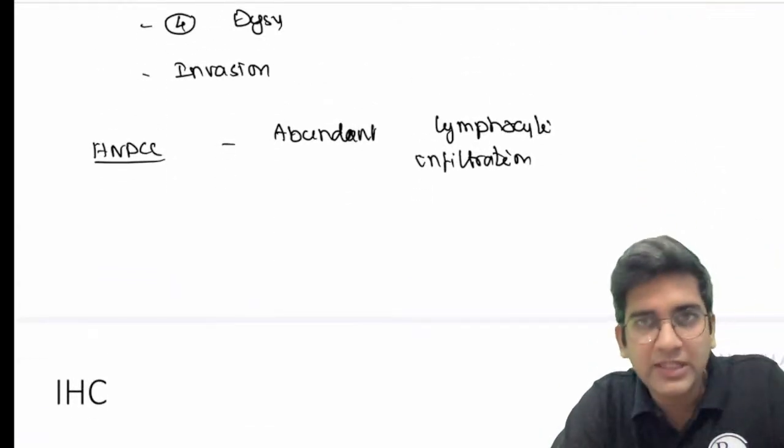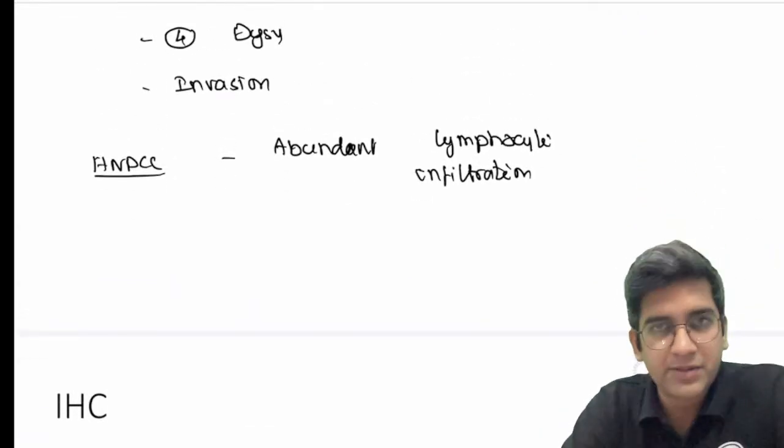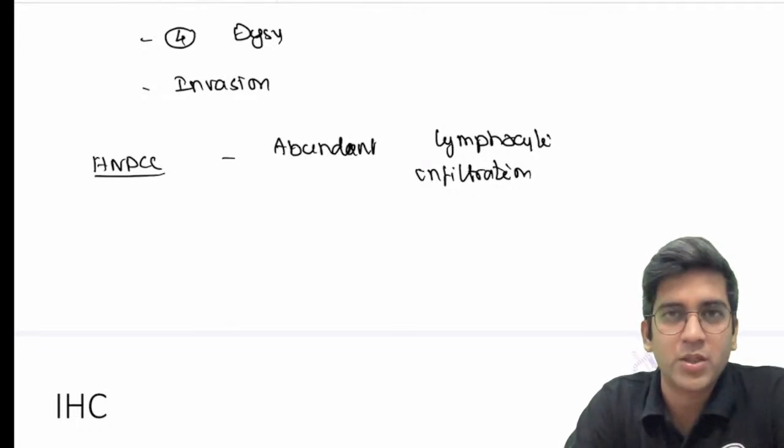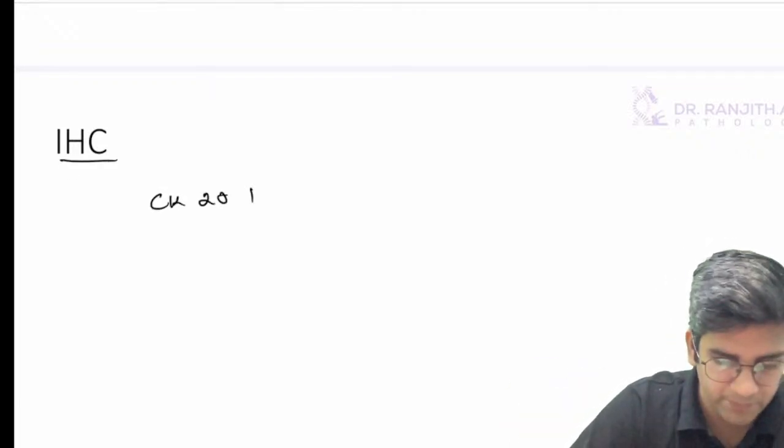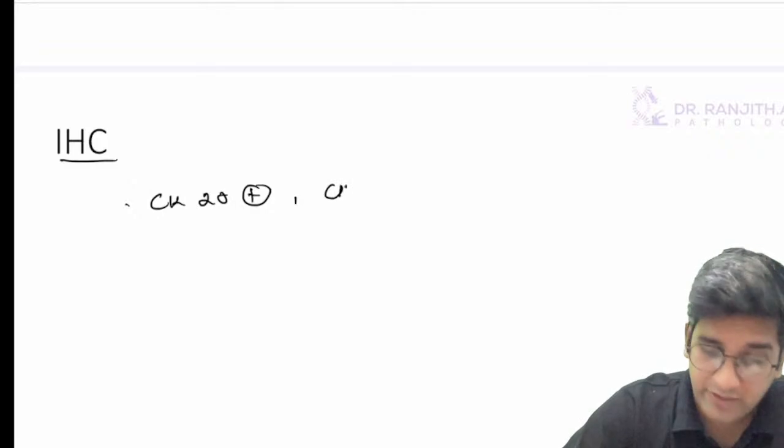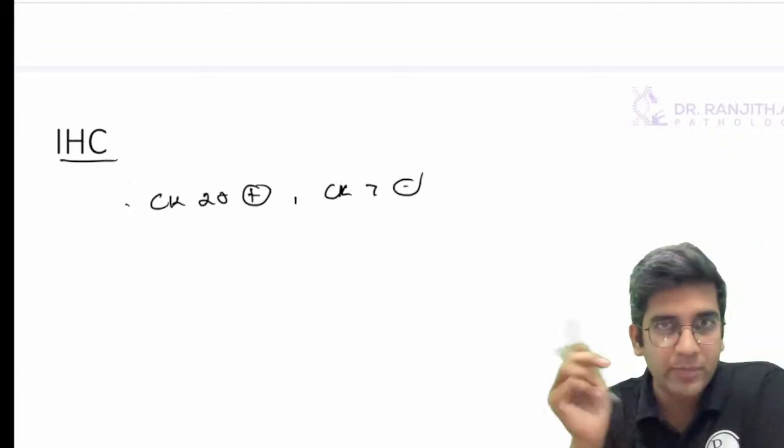IHCs. Can anyone tell me the IHC for lower GIT? Upper GIT, you said that it's CK7 positive. What's the marker for lower GIT? You know lower GIT, right? Upper GIT is CK7. Anything below the ligament of Treitz, the marker is CK20 positive, right? And you have to write CK7 negative. This combination is important for me.